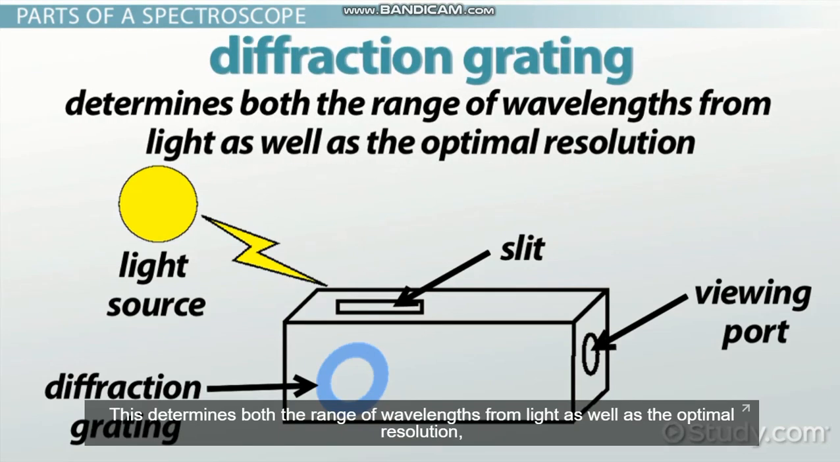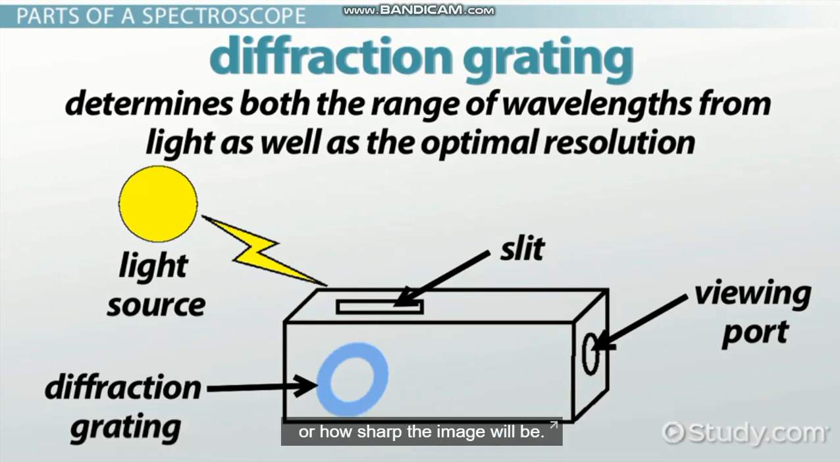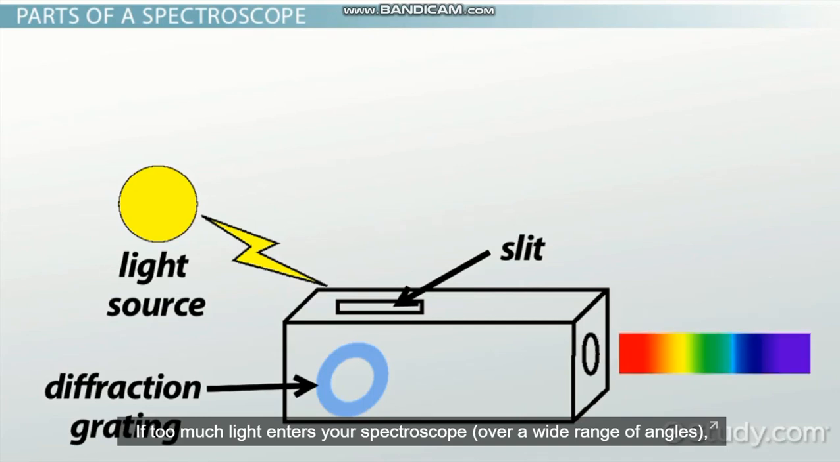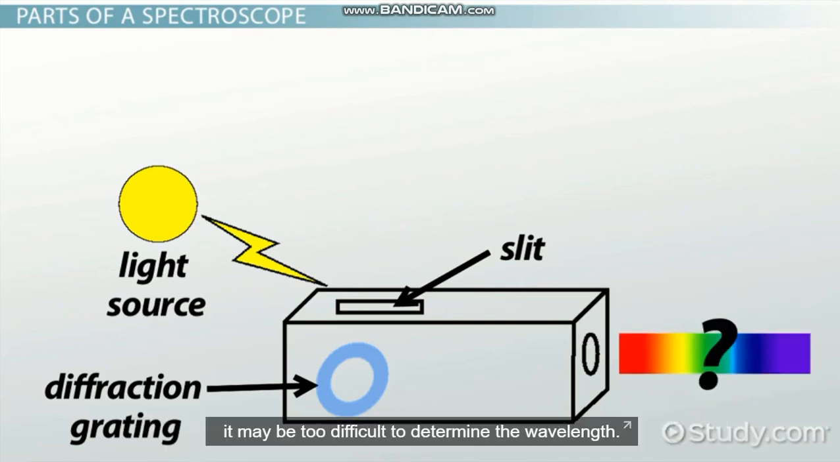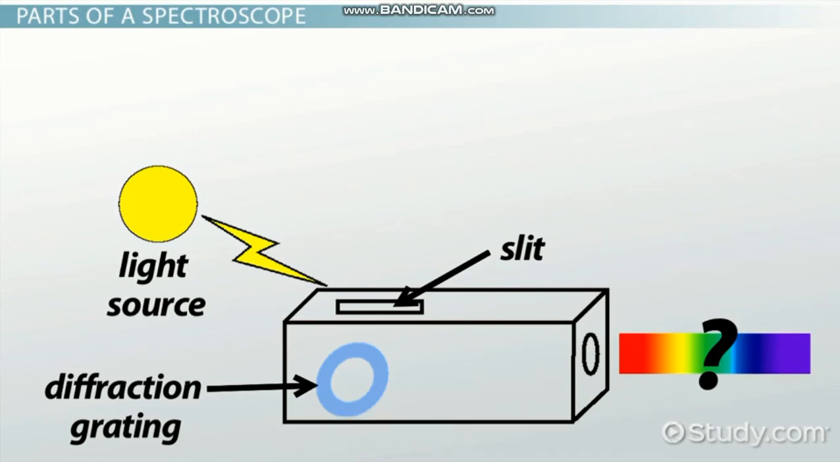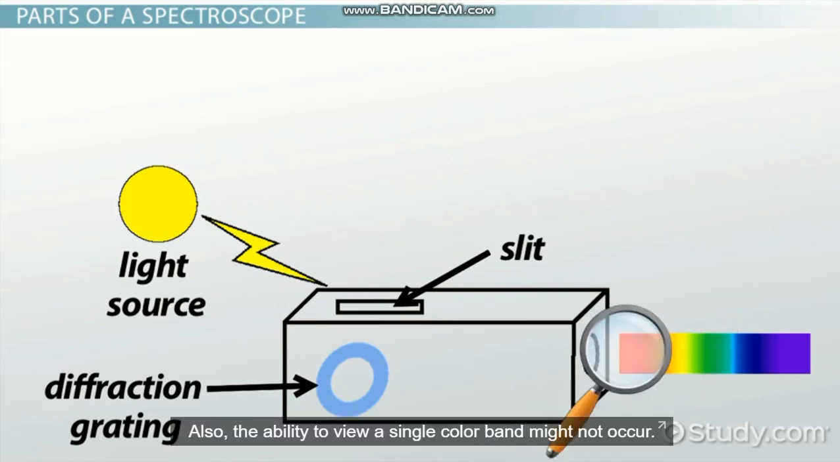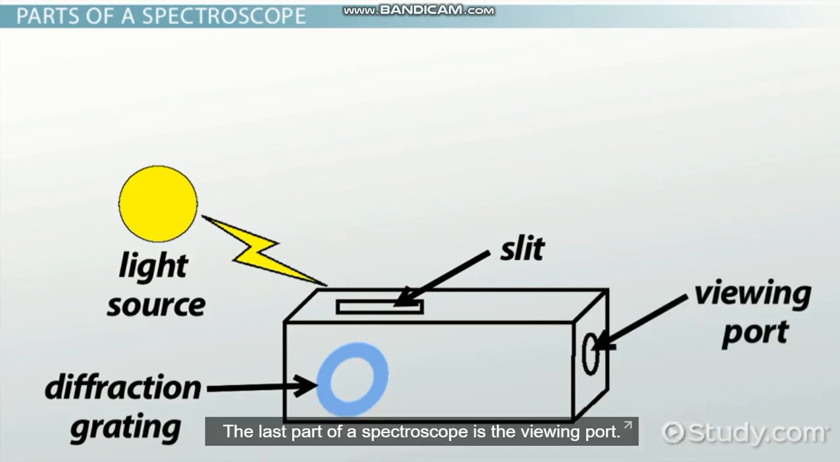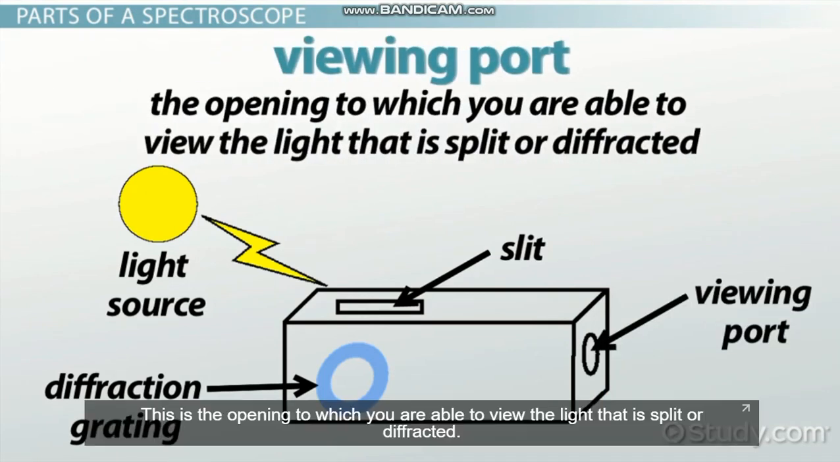This determines both the range of wavelengths from light as well as the optimal resolution, or how sharp the image will be. If too much light enters your spectroscope over a wide range of angles, it may be too difficult to determine the wavelength. Also, the ability to view a single color band might not occur. The last part of the spectroscope is the viewing port. This is the opening to which you are able to view the light that is split or diffracted.